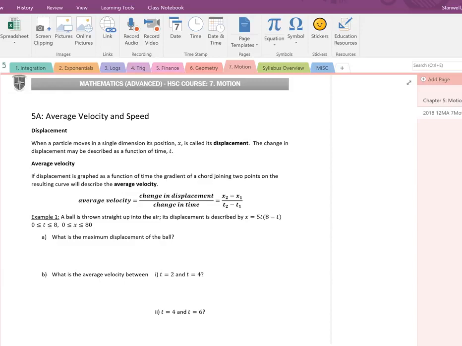Now, in this topic we're going to look at things like velocity, displacement and acceleration. We're also going to talk about some other quantities, speed and distance travelled. Now we need to explain some of these things.